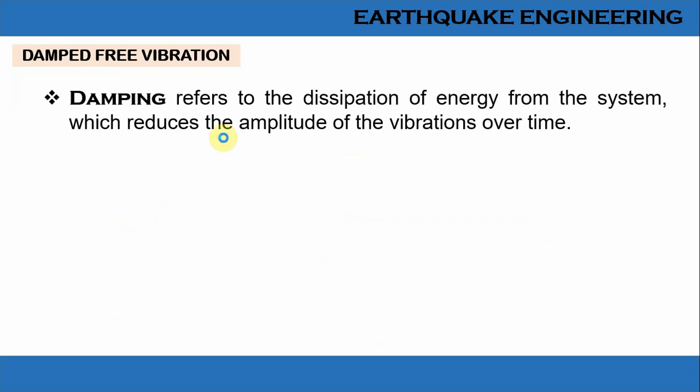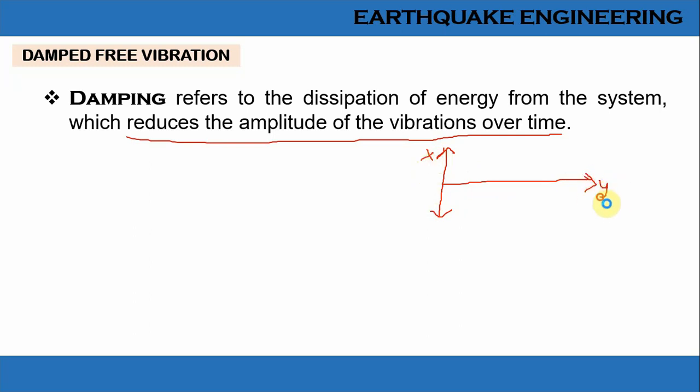Now damping, when we say damping, it refers to the dissipation of energy from the system, which reduces the amplitude of the vibrations over time. So, yes, it reduces the amplitude of the vibrations over time. When we have that structural damping, the graph looks like this: if this is your x-axis, the time, and this is your y, the displacement. So when we have this damping, the amplitude of the vibrations or oscillations is reduced.